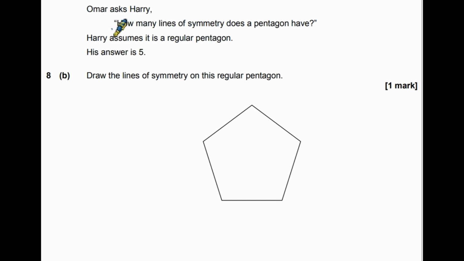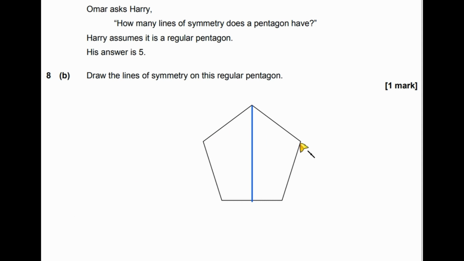Omar asks Harry, how many lines of symmetry does a pentagon have? Harry assumes it's a regular pentagon. His answer is 5. And we're asked to draw the lines of symmetry on this regular pentagon. So take a little bit of care, and you will find that there is a line of symmetry going from the very top point through the center of the bottom here.